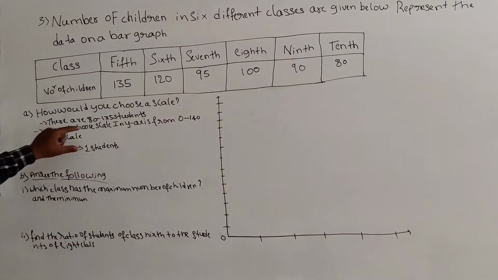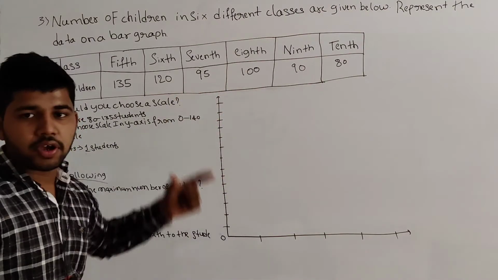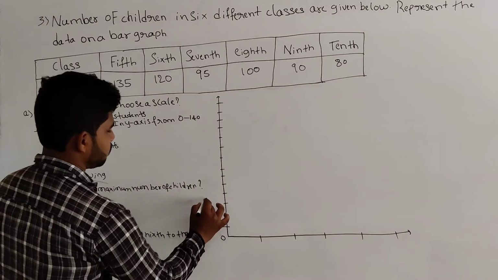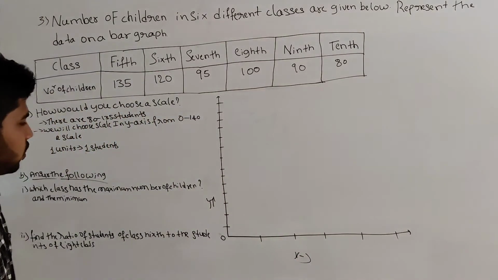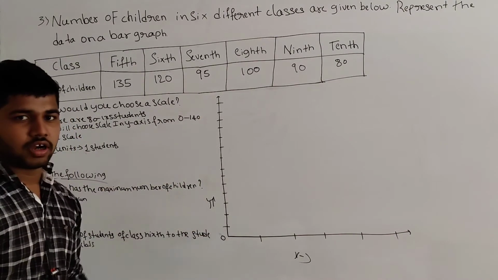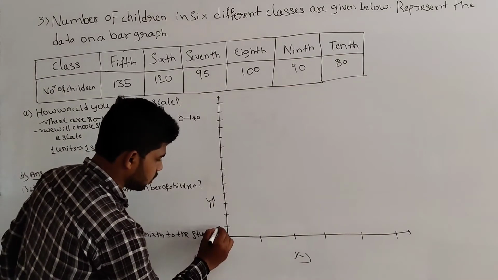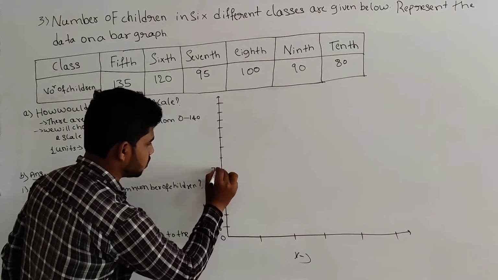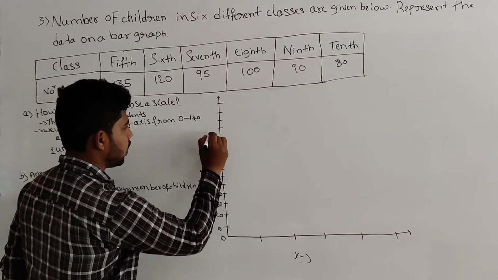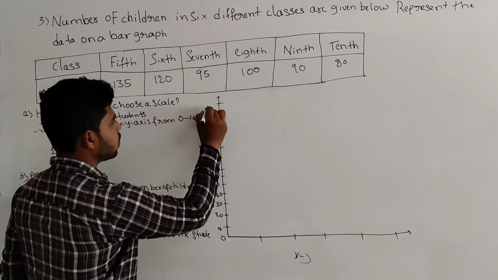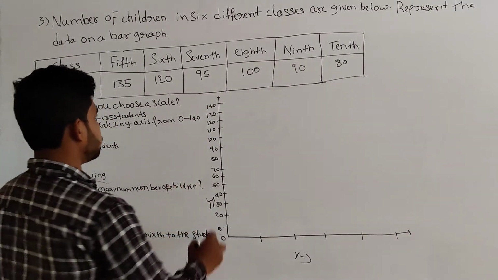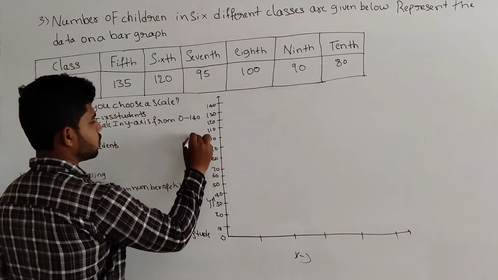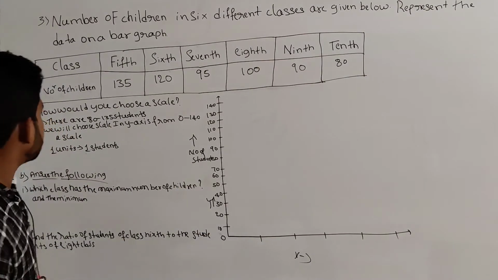The students are from 80 to 135, there is nothing below 80. We will choose the scale from 0 to 140, and 1 unit is equal to 1 student. The marks are 10, 20, 30, 40, 50, 60, 70, 80, 90, 100, 110, 120, 130, 140. The y-axis is the number of students.